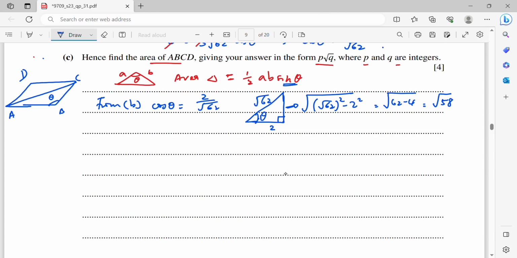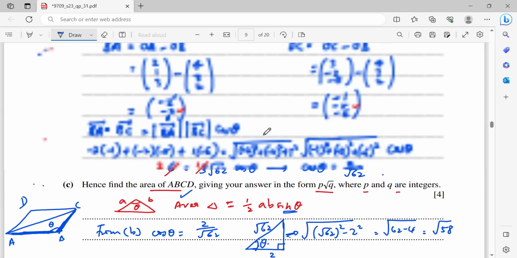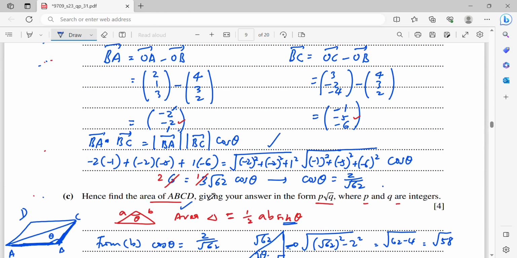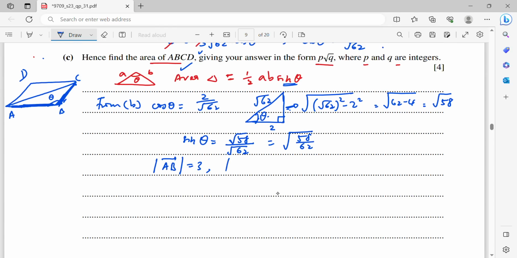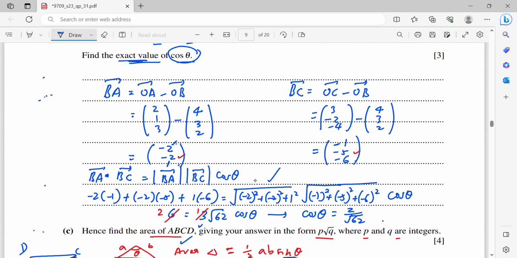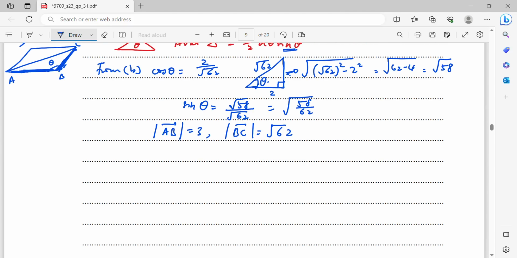Okay, so which means my sine theta is going to be square root of 58, opposite over hypotenuse, over square root of 62. Okay, or I can just simplify to be square root of 58 over 62. There's my sine theta. Now, since my theta is over here, I have found the angle. And by using this formula, I need to know the length of AB and BC. Alright, so now from part B as well, the length of AB, which is the magnitude AB, right? AB is same as BA, which is 3. So magnitude of AB is 3. Then I need to know the magnitude of BC, which is the length of BC. And then the BC, which is here, second modulus, which is square root 62. So I will write square root 62. So this is from B as well.